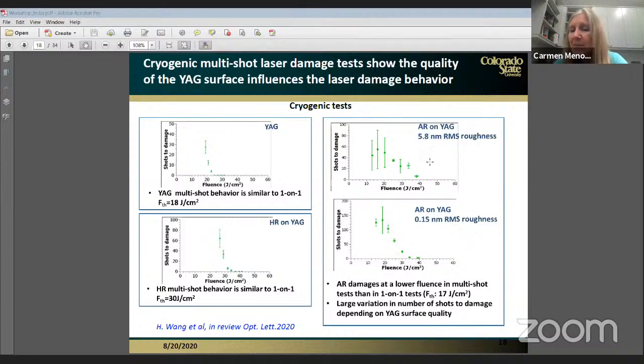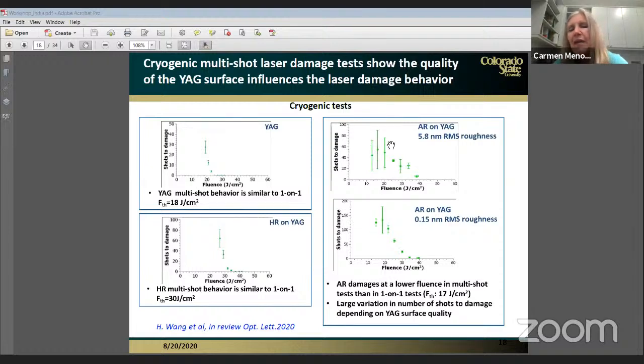When we do the same analysis on the AR coating, what we see is that the number of laser shots to damage is much lower than here. And the fluences are much lower. And so this behavior varies a lot. Notice the error bars, they're huge. So the onset of damage is about 10 joules per square centimeter when we have about 100 or 150 pulses.